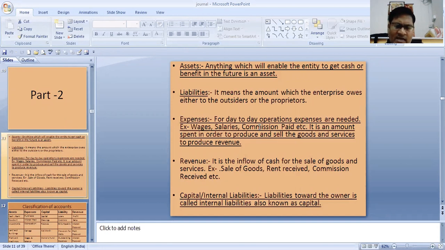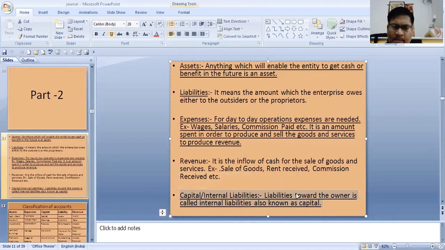Now we have the credit balances. Liabilities, that is the amount which the enterprise owes either to the outsider or the proprietor, that is liability. When it owes to the proprietor, it is known as internal liability, or simply capital. Simply capital, that is internal liability. They are capital when he introduces money, even drawings when the owner takes out the money or stock or asset, whatever. And even reserves, profit, these are all coming under capital.